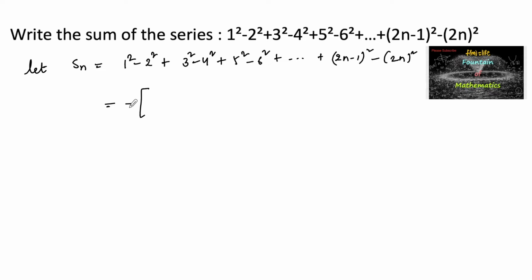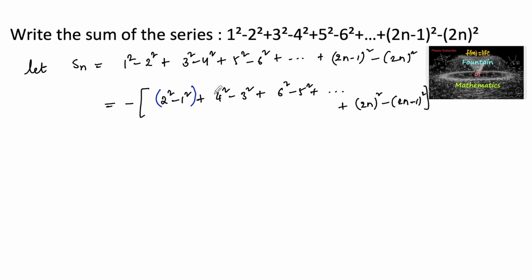By taking minus common, we can write 2 square minus 1 square plus 4 square minus 3 square plus 6 square minus 5 square plus and so on, 2n whole square minus 2n minus 1 whole square. So let us keep the brackets pairwise. Each pair is in the form of a square minus b square, and we have a square minus b square is a minus b into a plus b.